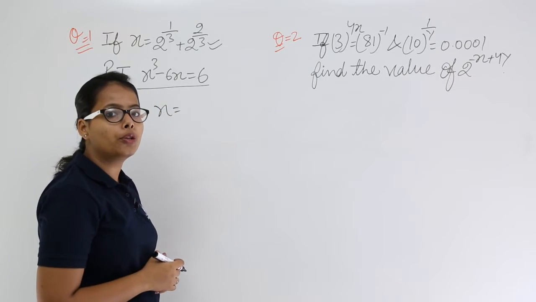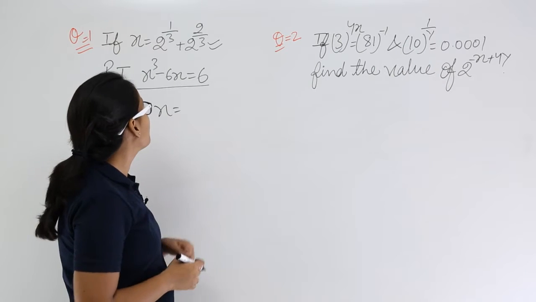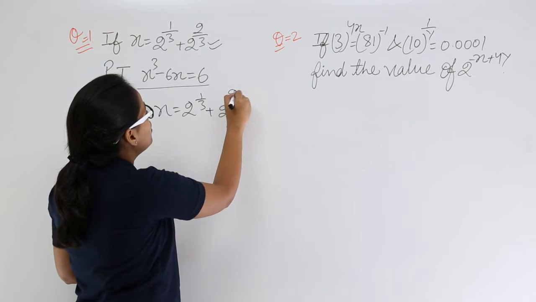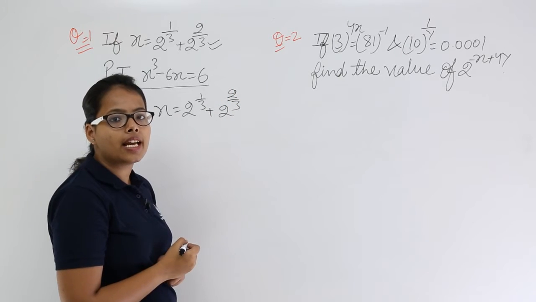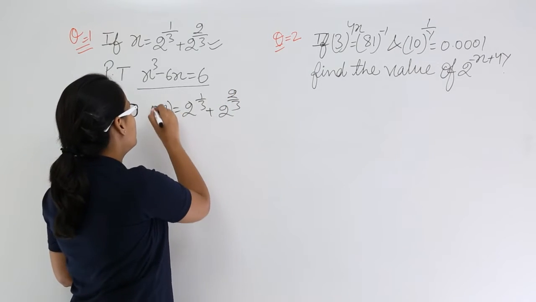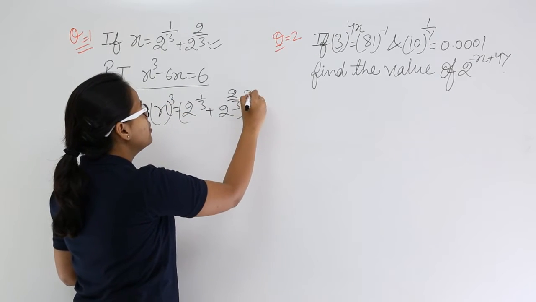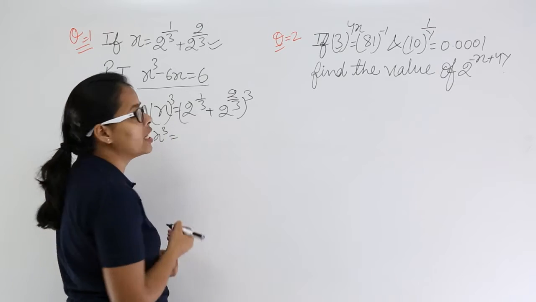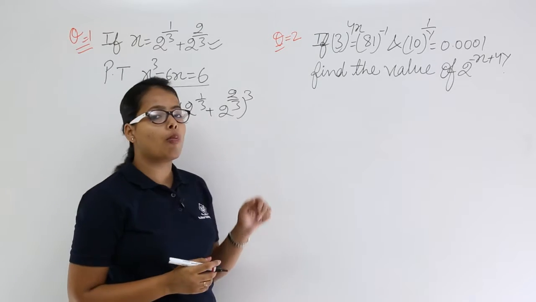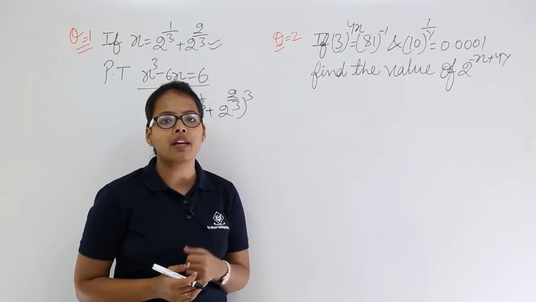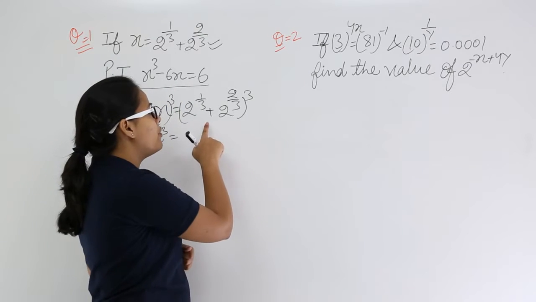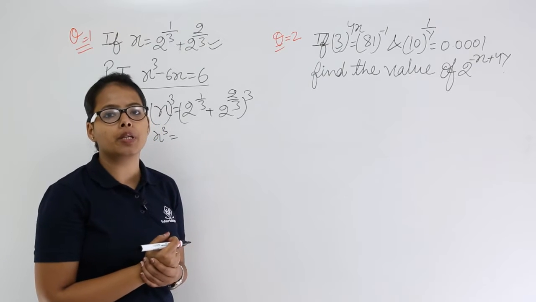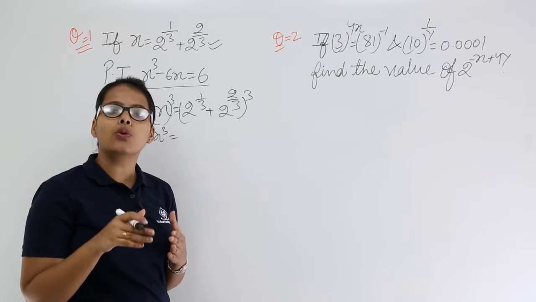So now what you will do? x is equal to 2 raised to power 1 by 3 plus 2 to the power 2 by 3. Let's take the cube on both the sides. After taking cube, let's solve it further. This expression is in the form of a plus b whole to the power 3. So when you solve this expression, this will be a cube plus b cube plus 3ab into a plus b.